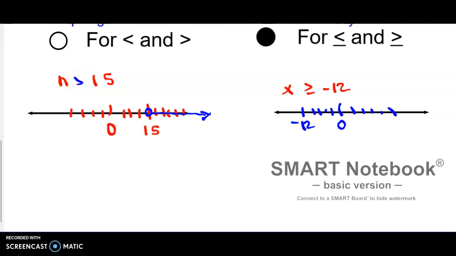So the arrow is going to be pointing in the opposite direction. So that makes the statement true. So here, we're going to take the negative 12. It's a closed circle. And we say that the numbers are greater than negative 12, so they will be moving in this direction.